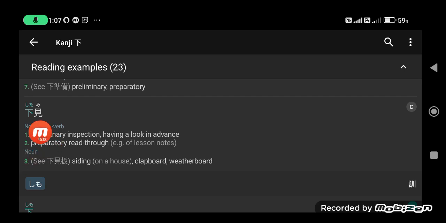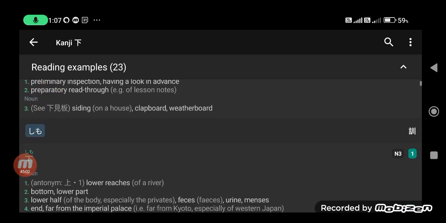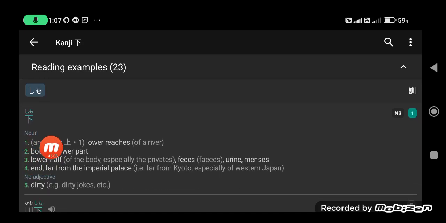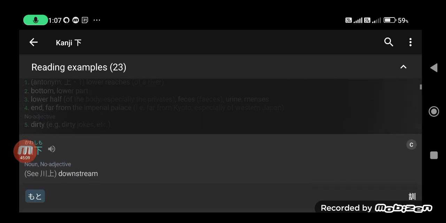This is a noun and can also be a suru verb. Shitami. Shimo means lower reaches, bottom or lower part.